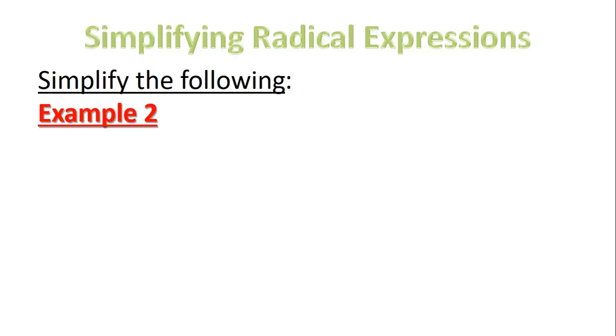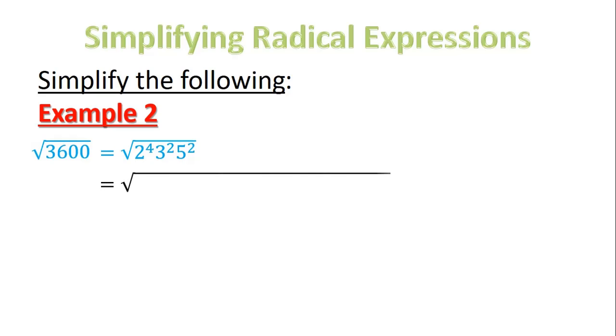Example 2, the square root of 3,600. Let's have a look. Again, we write it as a product of its primes. 2 to the power 4, 3 squared, 5 squared. Now, our next step is to expand it fully. So, 2 to the power of 4 is 2 times 2 times 2 times 2. 3 squared is 3 times 3, and 5 squared is 5 times 5.